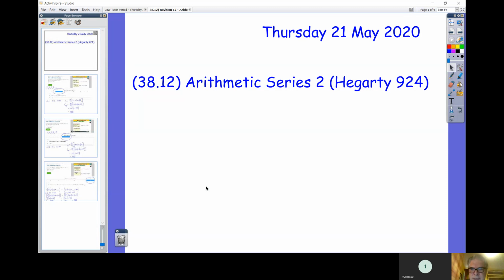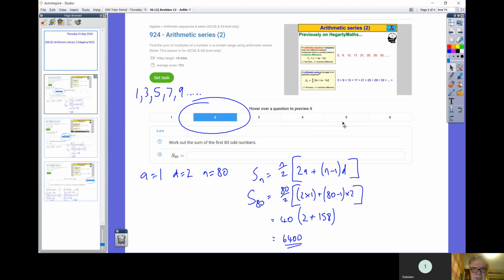Yesterday we did Hegarty 923, where I was just reminding you about arithmetic series. Remember, a series is when you are adding up a number of terms, and yesterday's exercise was simply plugging A, D, and N into the formula. Today's isn't much different. You just have to do a little bit of work to establish what the sequence is.